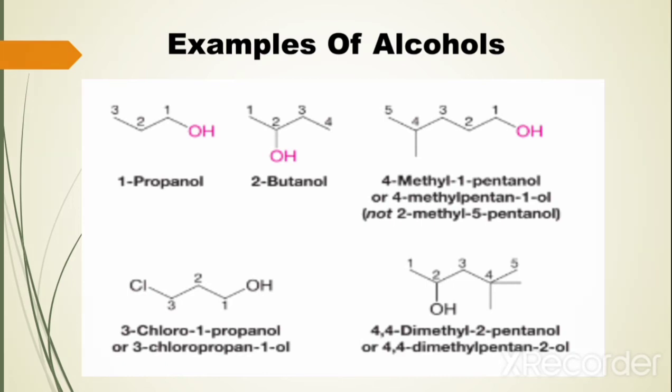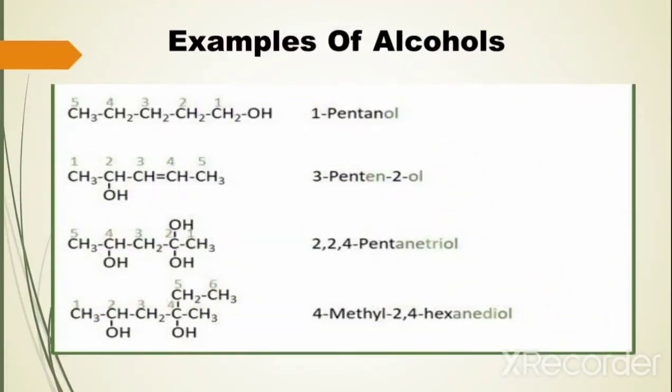And these are the examples of alcohols. We will see some more examples. The first example contains a 5 carbon chain, and on the terminal carbon there is a hydroxyl group, so we will name it as 1-pentanol.